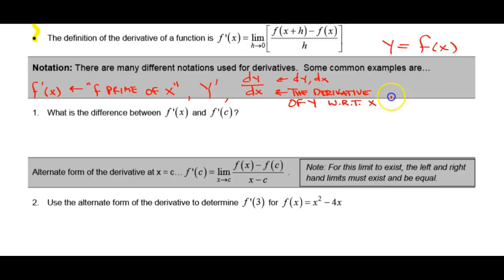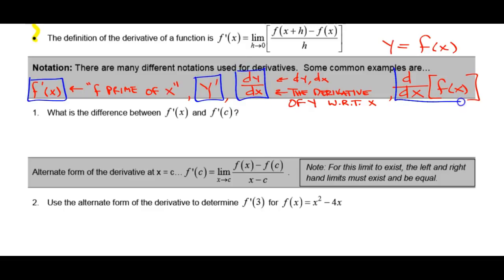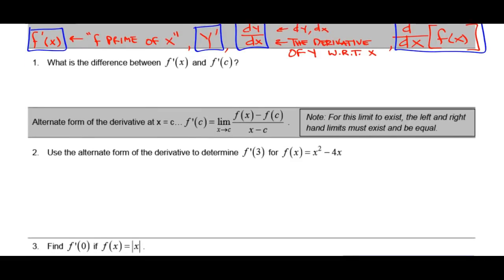The fourth one I want to show you that I will use throughout the year is the derivative of f of x with respect to x. And that notation, all of these, f prime of x, y prime, dy dx, and the derivative of f of x with respect to x, they all mean the same thing. They're just different notations for the derivative. So now I want you to think about the question I posed here in number 1. What is the difference between f prime of x and f prime of c? And right now you should pause and think about that before you hear my explanation.